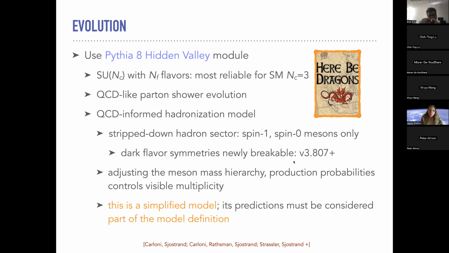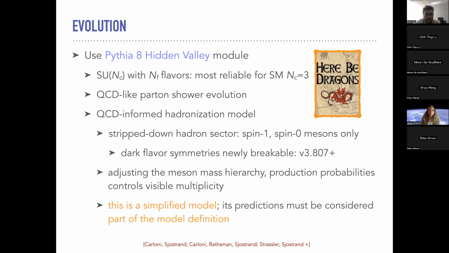But even there, it's worth remembering, this is a relatively stripped down hadron sector, and the modeling of how a parton multiplicity translates into a hadron multiplicity relies on a lot of modeling assumptions. There are some knobs that you can dial when you use this to control the multiplicity of various specific dark hadrons, and therefore the multiplicity of how many actual standard model states you see in your detector. And so it's worth bearing in mind, this is always going to be a somewhat simplified model of the evolution in a hidden sector, no matter what.